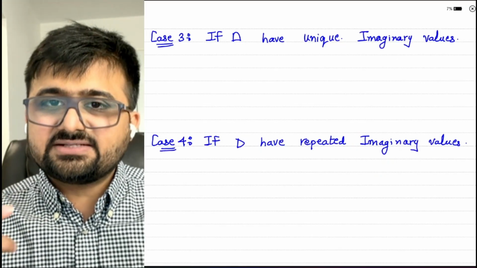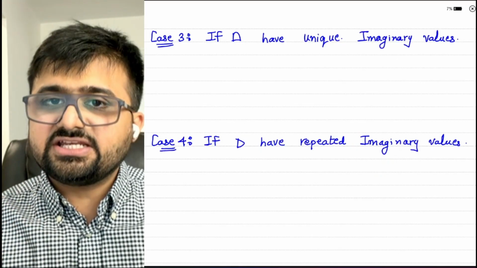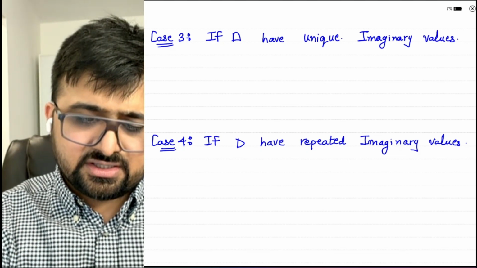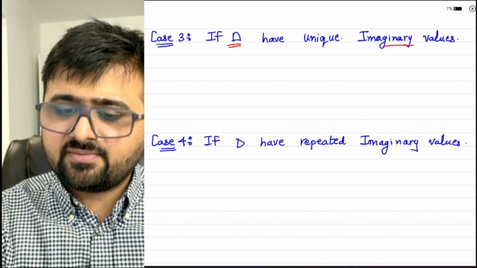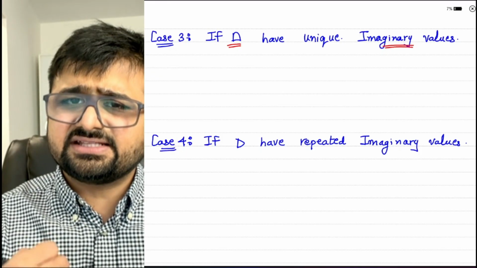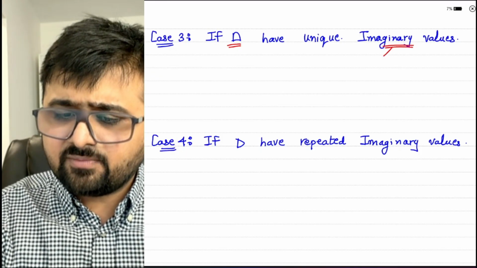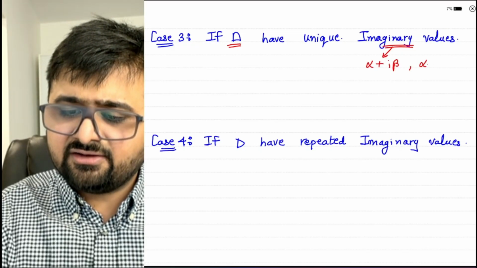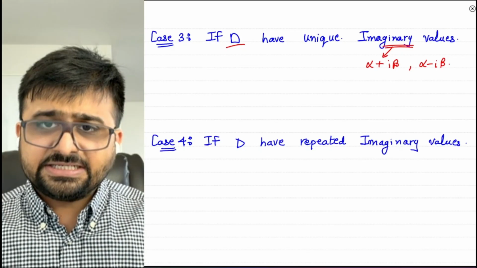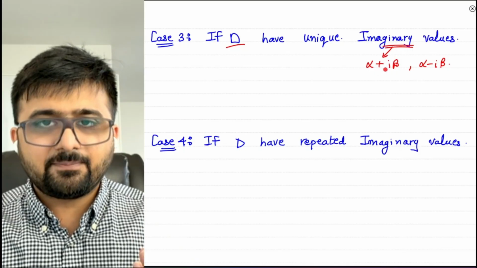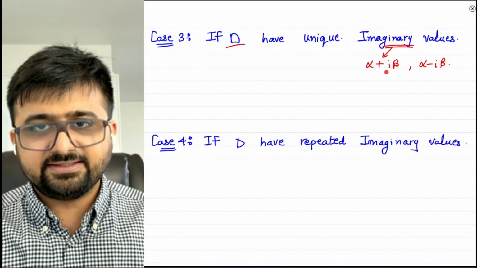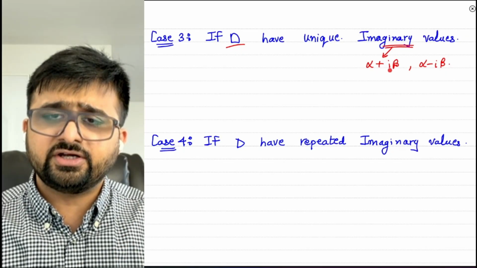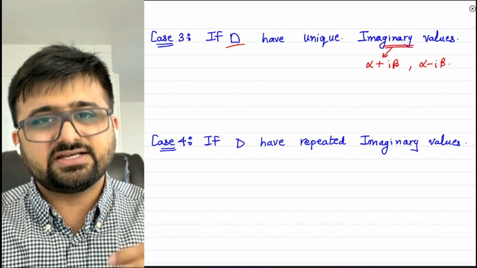Now let us look at case number 3 and 4, where we have imaginary values for d. Let's say if we solve that auxiliary equation and find the values of d, and let's say d comes out to be imaginary values. In other words, they come out to be complex numbers. Let's say they come out to be alpha plus i beta and alpha minus i beta. Remember that in case of complex numbers, if alpha plus i beta is the root of that auxiliary equation, alpha minus i beta is also the root of that auxiliary equation. That's the concept of complex roots, that they always occur in conjugate pairs.